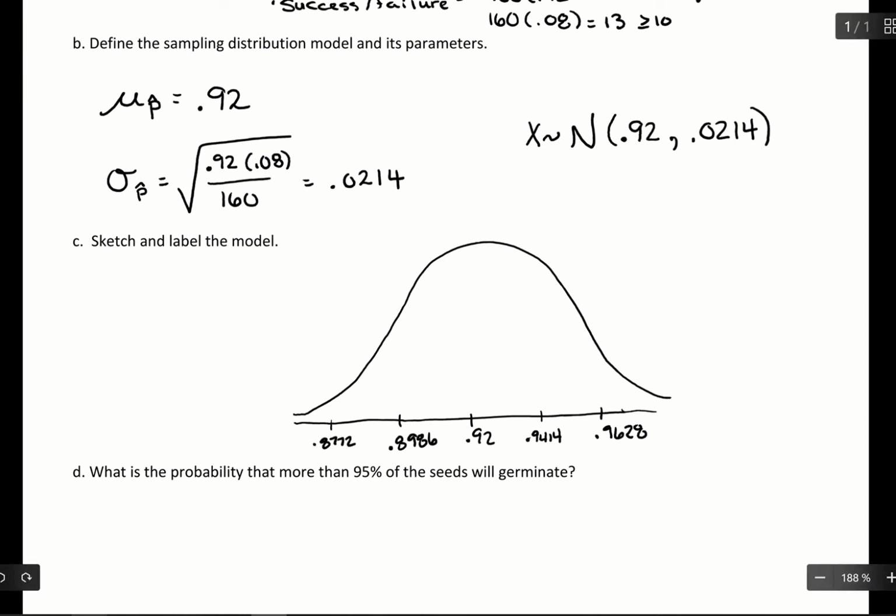So this gives us an idea of, if we have a packet of 160 random seeds, what proportions do we expect to germinate? 92% we expect the most, but 96% would be likely, 88% would be likely, so we get an idea of what we can expect to come through.